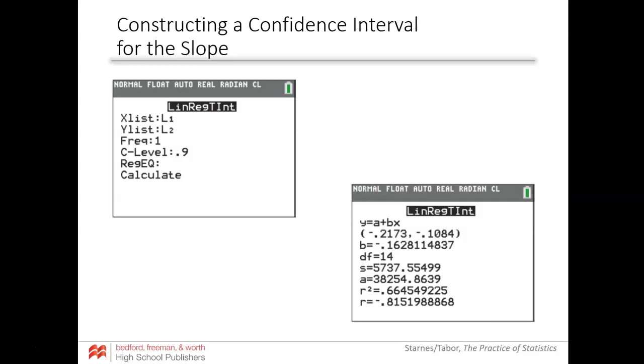So of course, there are some calculation options on your calculator. So linear regression T interval is found in the, I'm guessing the test menu, so stat test. And you would have to have your data in list one, list two, and then enter in all the information.